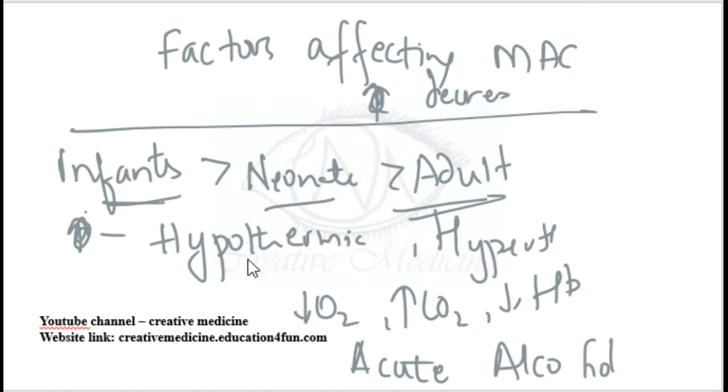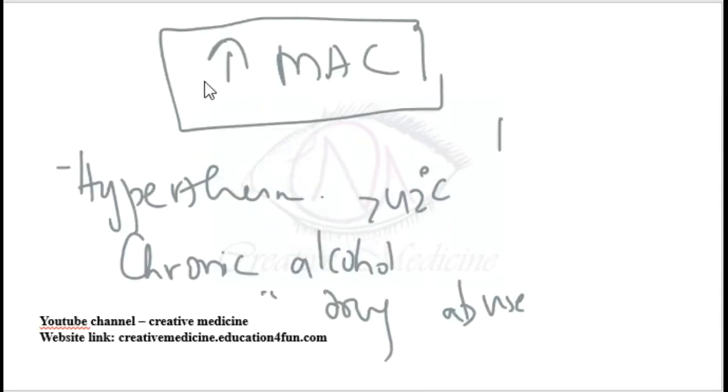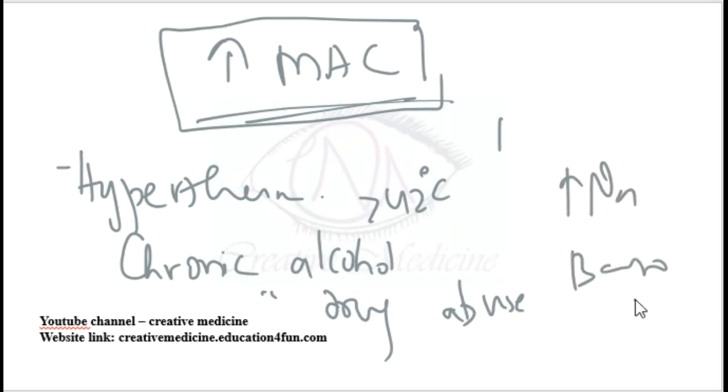Minimum alveolar concentration is decreased in hypothermia and hyperthermia up to 42 degrees Celsius, hypoxia, hypercarbia, and anemia. Acute alcohol intake or acute drug abuse decreases it. It is also decreased in pregnancy, with IV anesthetics, or with electrolyte imbalances like hyponatremia, hypercalcemia, and hypermagnesemia. It is increased by hyperthermia more than 42 degrees, chronic alcohol abuse, chronic drug abuse, hypernatremia, and also barometric pressures.